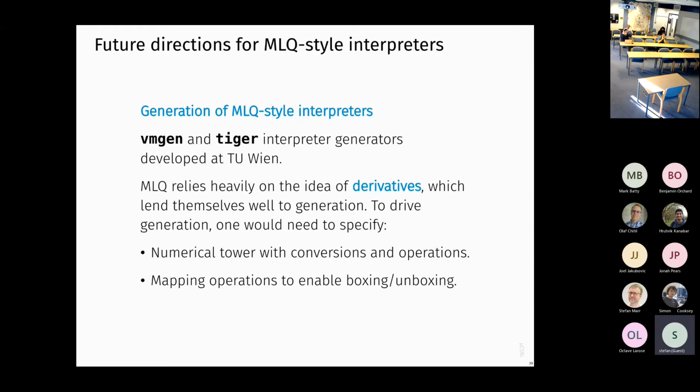Once you have this idea and understand these derivatives, you can generate all of the instructions that you need. For instance, in Python, you would only need the numerical tower of all the data types plus conversions and operations. You would also need the additional operations to enable boxing and unboxing. So this is something that I think can easily be done.